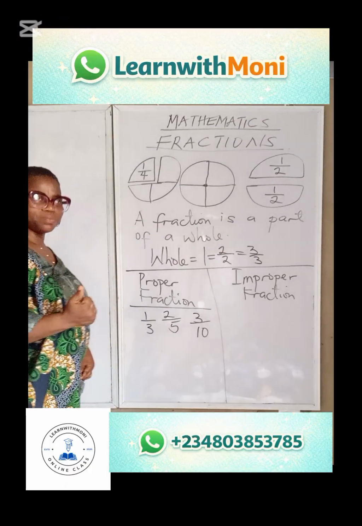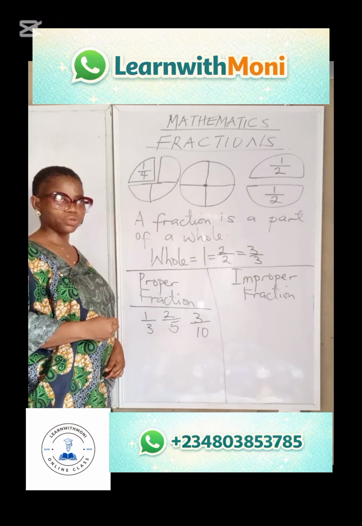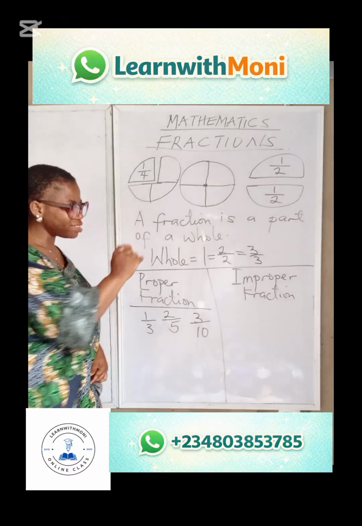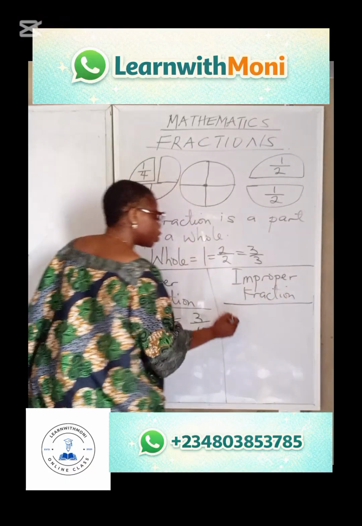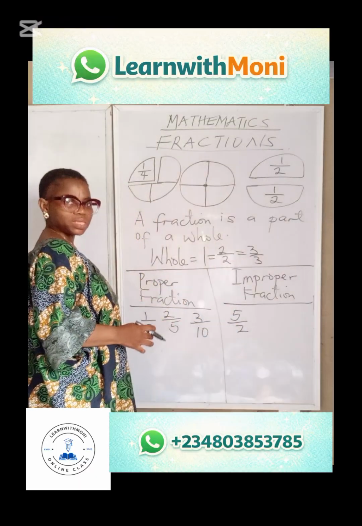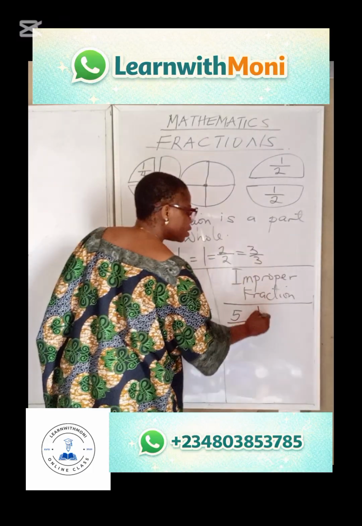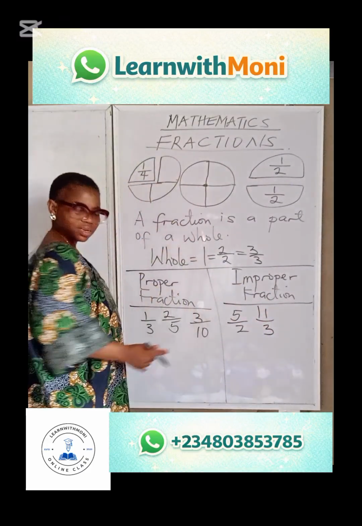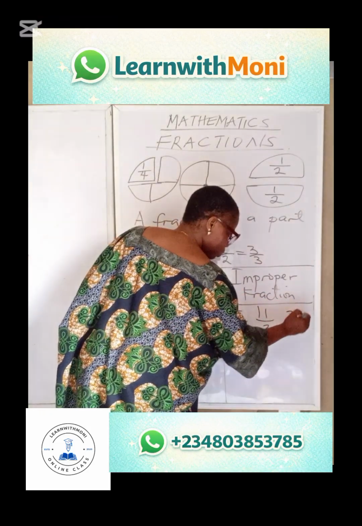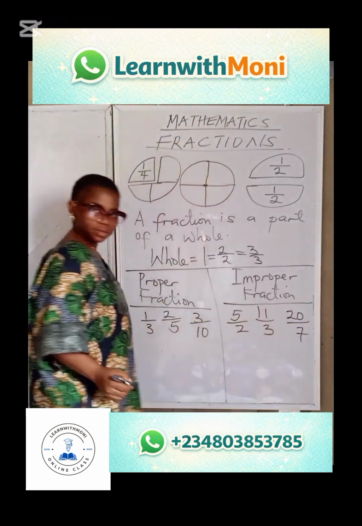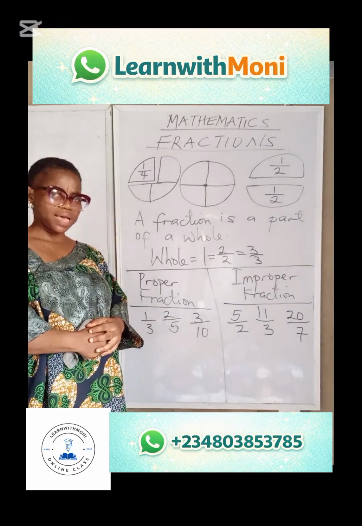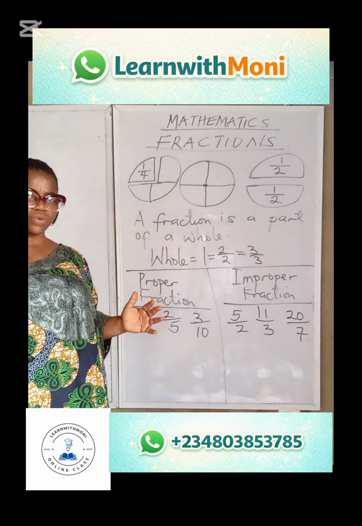But when you see a situation when a child is carrying an adult, the first thing you will say is, how is this happening? And that means it is improper. Like when you have a situation like 5 over 2, the smaller one is carrying the bigger one, that is improper fraction. When you have 11 over 3, the smaller one is carrying the big one, that is improper. You have 20 over 7. These are all improper fractions. I hope it can come to you readily anytime you think about proper fraction and improper fraction.